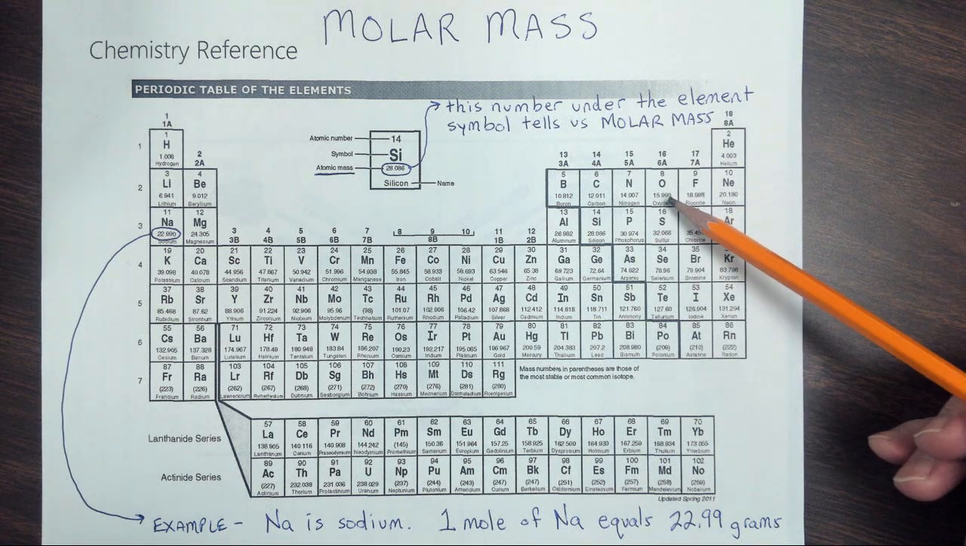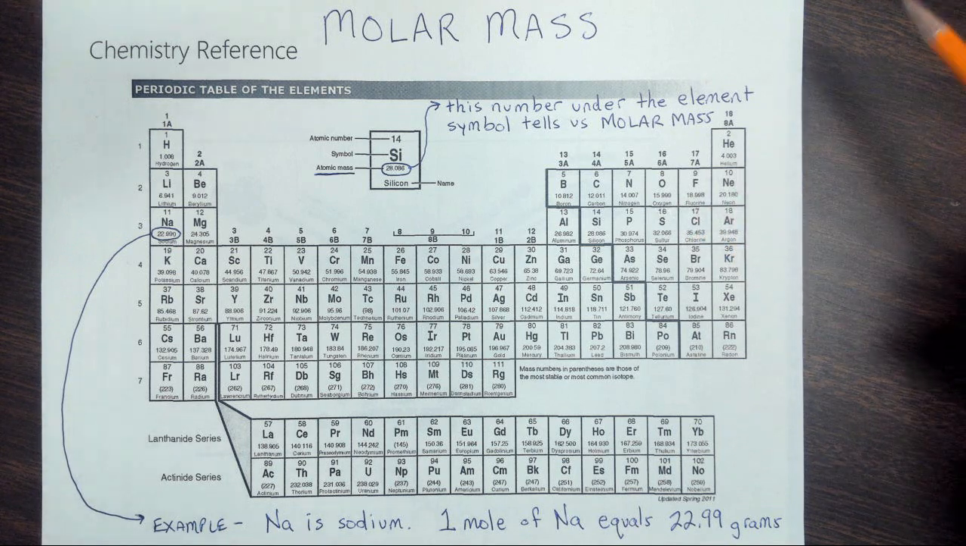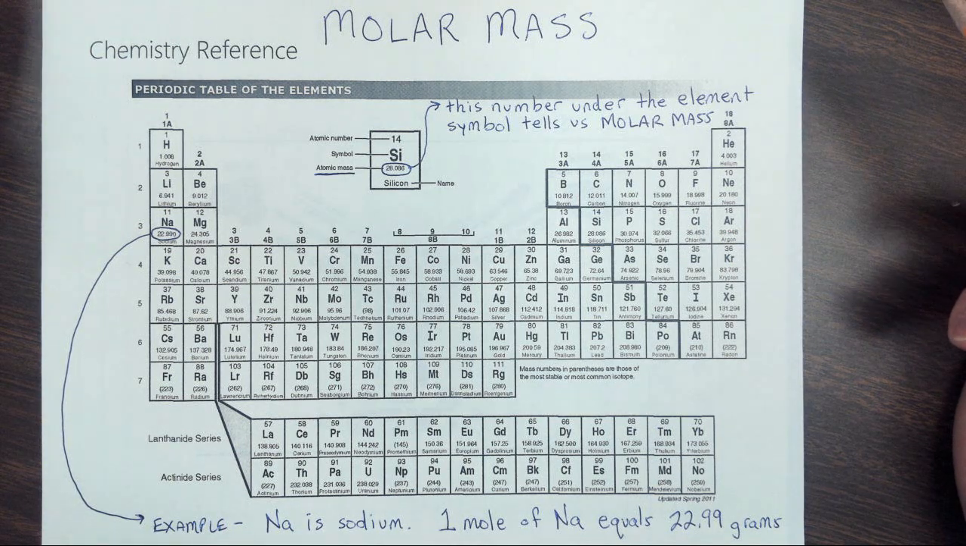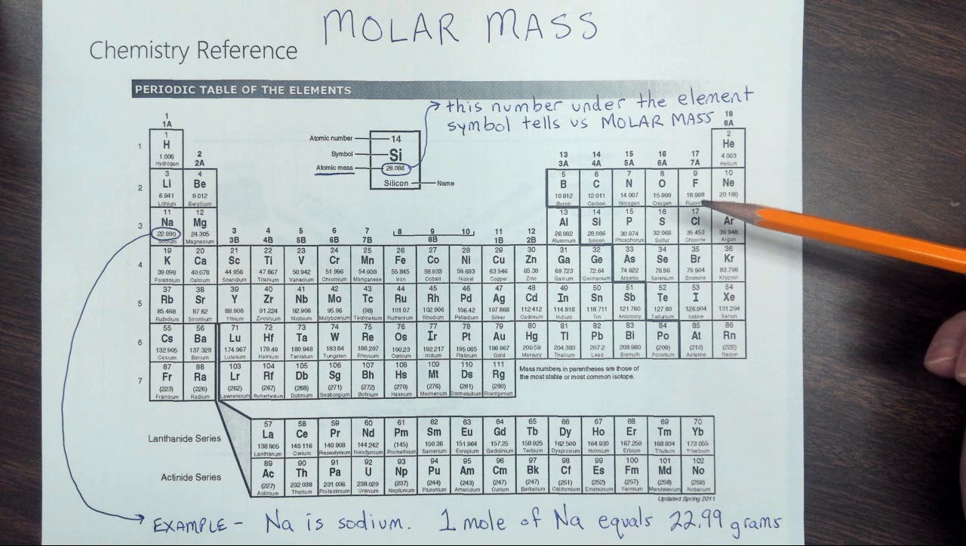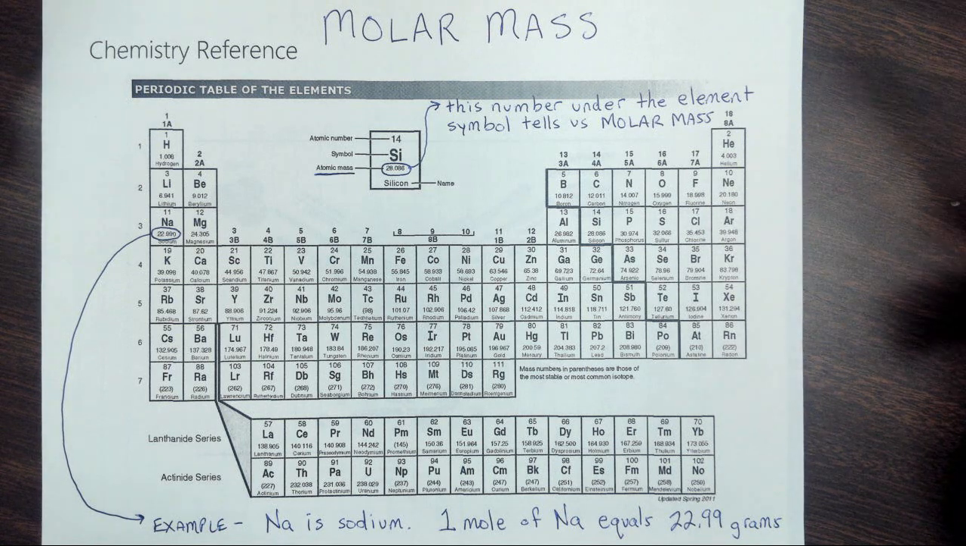Here's oxygen, a very common one. We're going to use that in an example. Right underneath of oxygen, it says 15.999. Well, that just tells me again, 1 mole of oxygen atoms is equal to 15.999 grams. Okay.